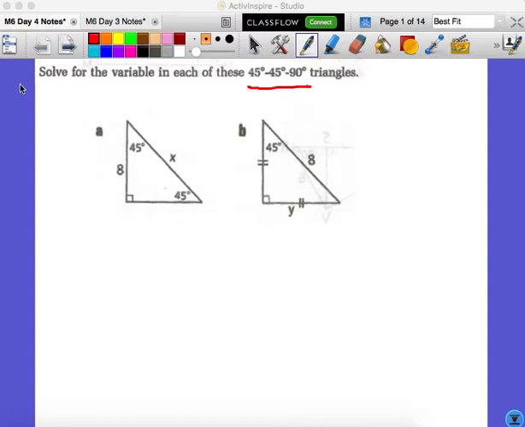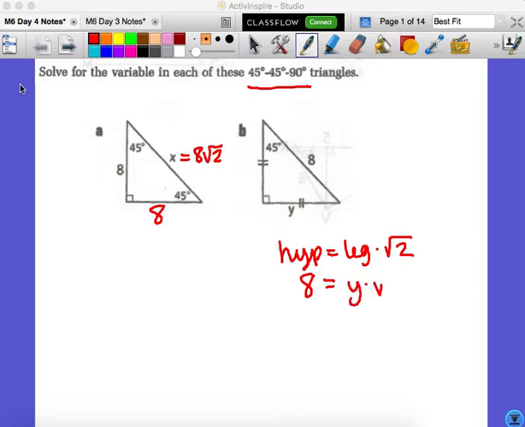So for our 45, 45, 90 rules, our two legs are the same, and our hypotenuse is the leg times the square root of 2. On this particular case, our formula says the hypotenuse equals the leg times the square root of 2. So if I know that the hypotenuse is 8, I can plug in what my hypotenuse is and what my leg is. When I divide by the square root of 2, that's going to cancel out.